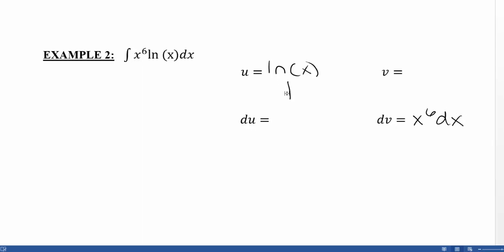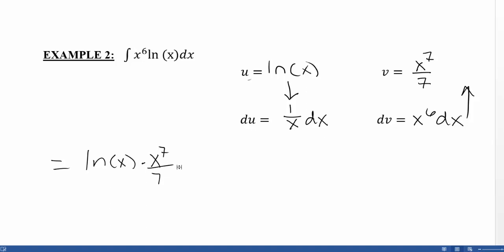So now I want to take the derivative of the natural log, which is 1 over x dx, and I want to take the antiderivative of x to the 6th. So that becomes x to the 7th divided by 7. So I add 1 to the power, divide by the new power. So now my formula is u times v, so the natural log of x times x to the 7th over 7 minus the integral of v times du, x to the 7th over 7 times 1 over x dx.